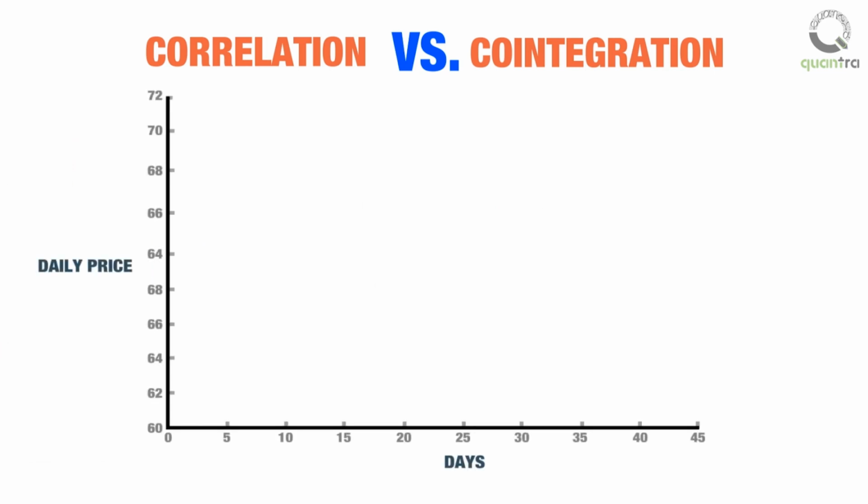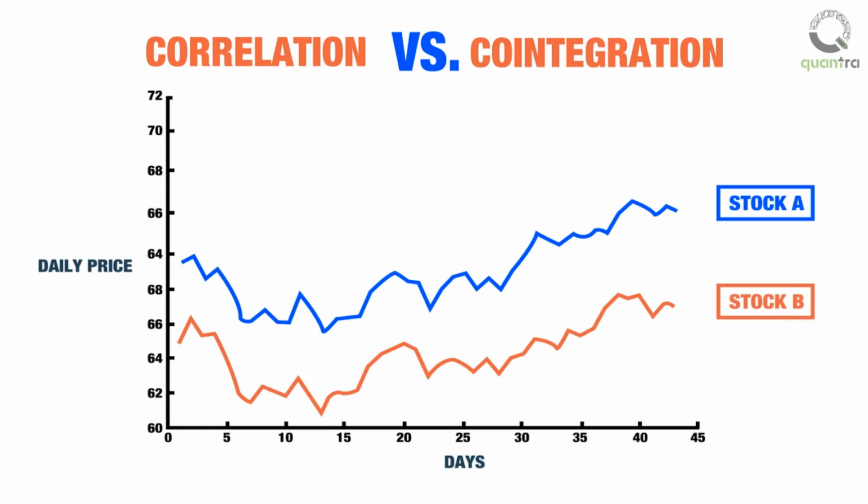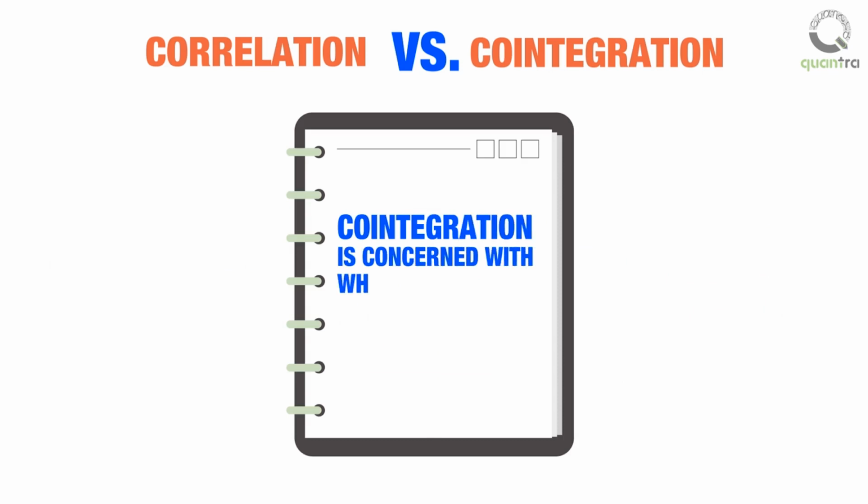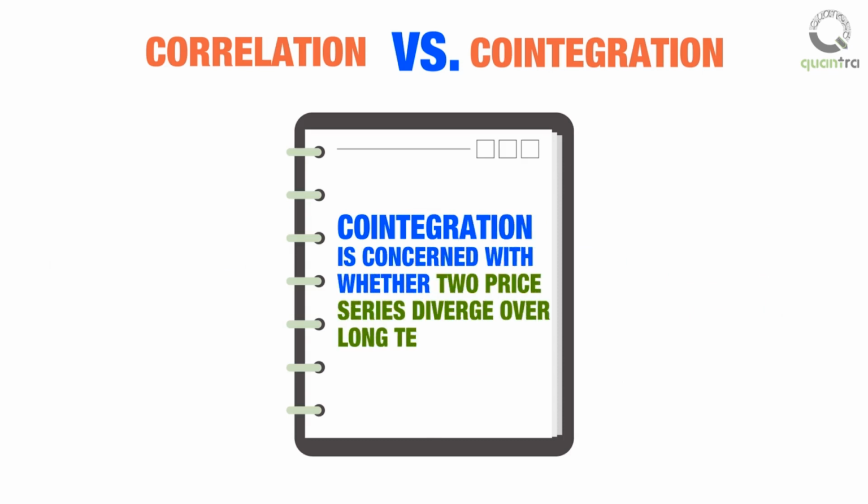For example, in the graphs here, stocks A and B are correlated but not cointegrated. If stock A goes down, then stock B also goes down, and if stock A goes up, then stock B also goes up. However, the spread between stocks A and B is not stationary. Cointegration is concerned with whether two price series diverge over the long term.